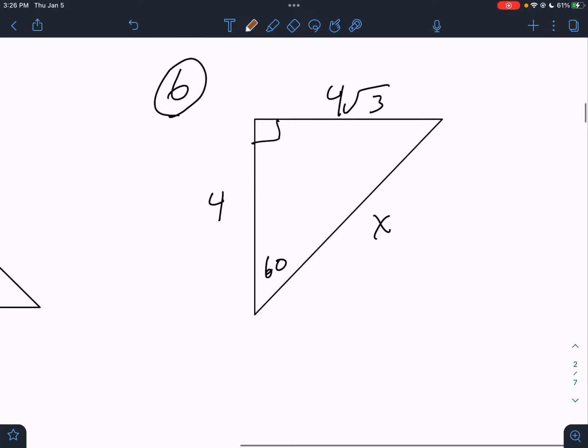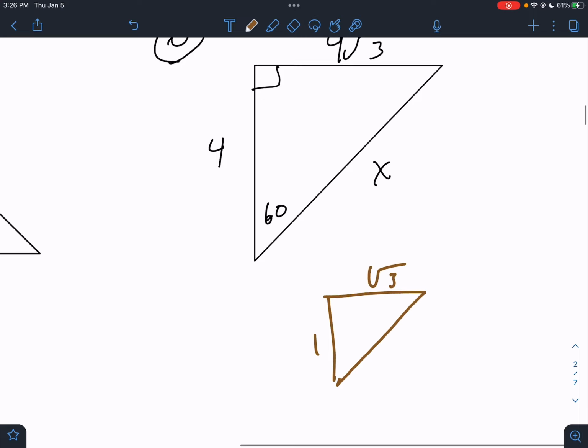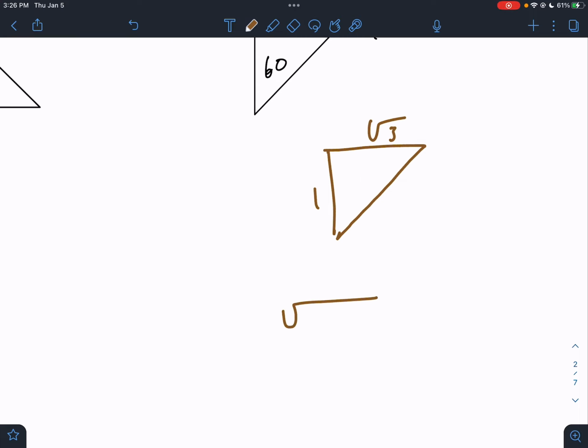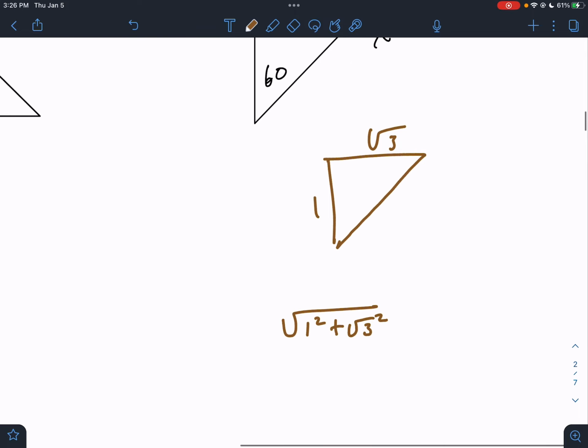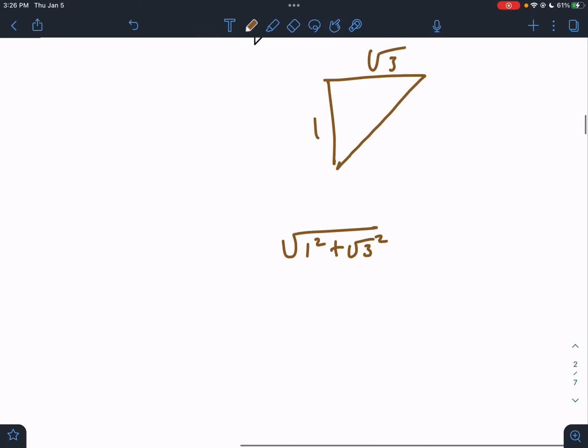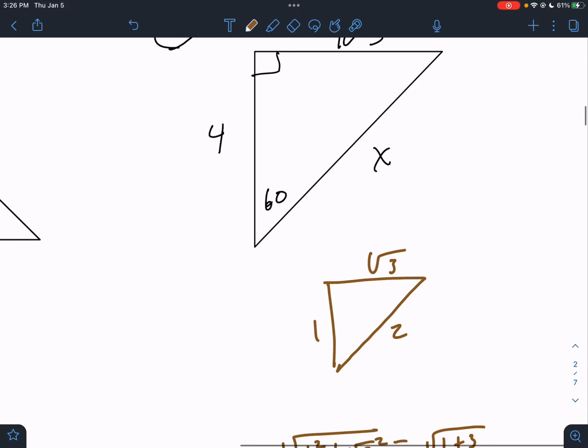Over here we have 4 and 4 root 3, so I'm going to reduce those by a factor of 4. 1 and root 3, we need the hypotenuse, so that's going to be the square root of 1 squared plus root 3 squared. Why did I add this time? Well, the hypotenuse has to be bigger. So if I'm looking for the hypotenuse, I'm going to add with my Pythagorean theorem. That's going to be the square root of 1 plus 3, which is the square root of 4, which is 2. So we divided by 4 to get there. We're going to multiply by 4 to go back home.